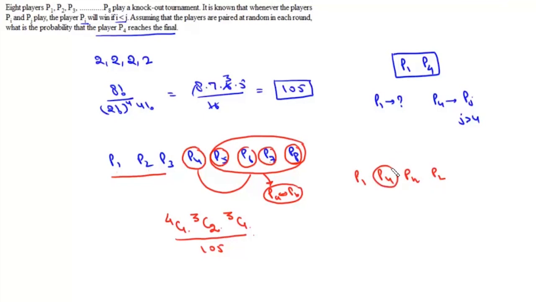Now P4 has to reach the final. P4 will reach the final if and only if P4 is paired with PL, which is the lower value of P5, P6, P7, P8, which was there from the first round. So in this case, P4 has to be paired with PL, and this can be done in 1 by 3 ways. So this required probability will be 4 into 3 into 3, 36 divided by 105 into 3. Now this is 12 and this is 4 by 35. So the probability that P4 reaches the final is 4 by 35, and that is the answer to this question.